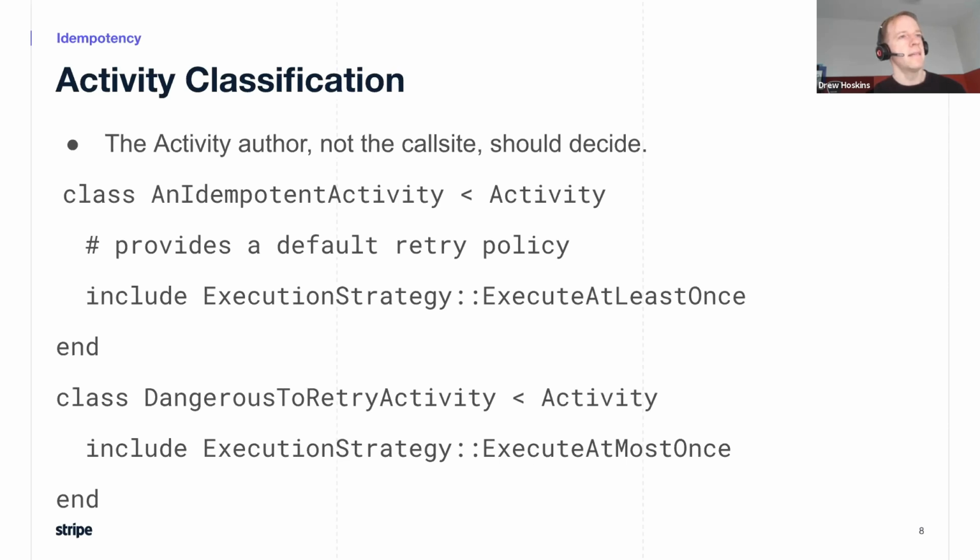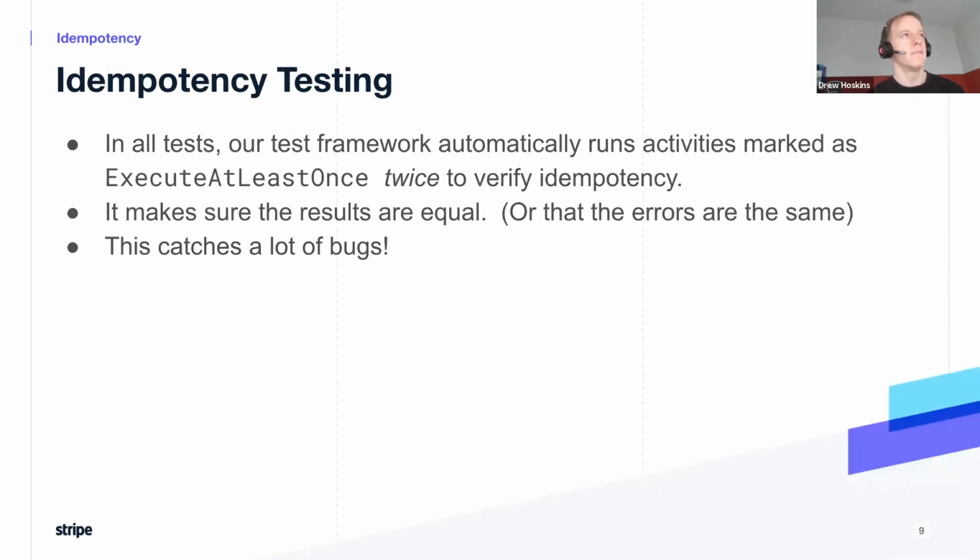And the nice thing about this is, in addition to getting them to think about idempotency, which they don't necessarily do naturally, we can actually call their bluff. If they mark an activity as execute at least once, then we're going to run it twice in our test framework, compare the results or compare the errors and make sure that they match. It's very early, we just rolled this out recently, but it's already catching things. So this is something I would recommend if you have the resources to test for idempotency.